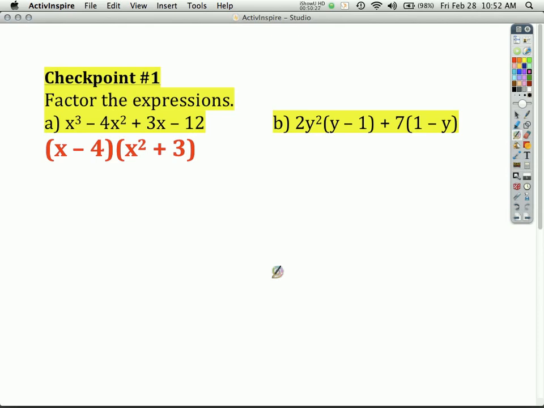Y minus 1 times 2y squared minus 7. Okay? So you got the same thing, okay, John? Y minus 1 times 2y squared minus 7. So all three of you got the same thing, and that is correct.